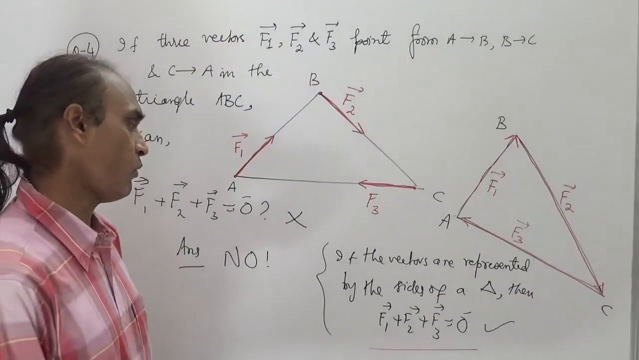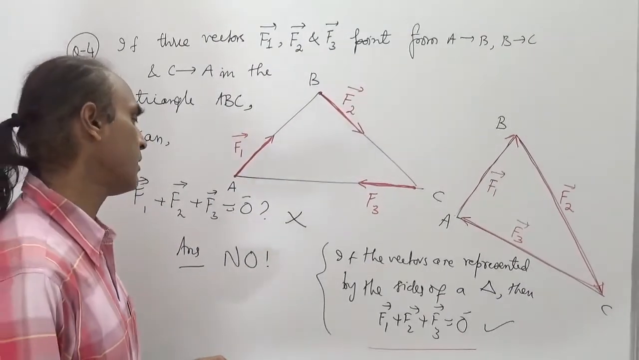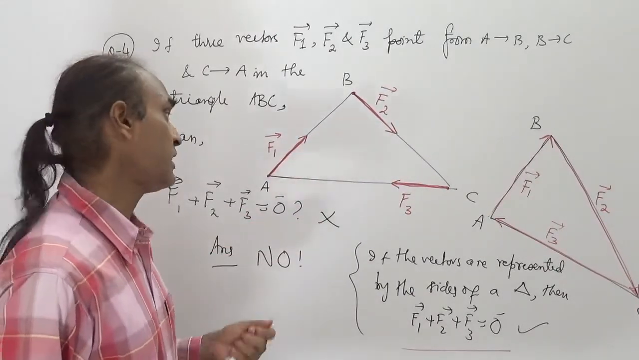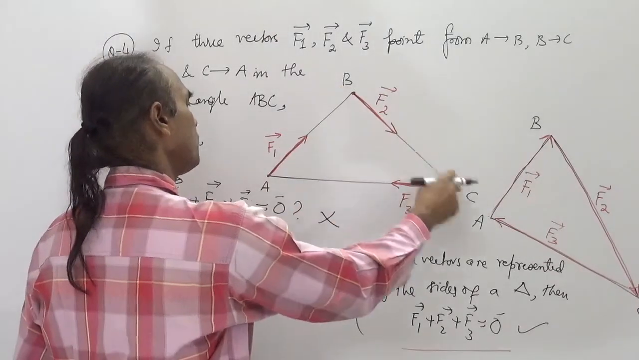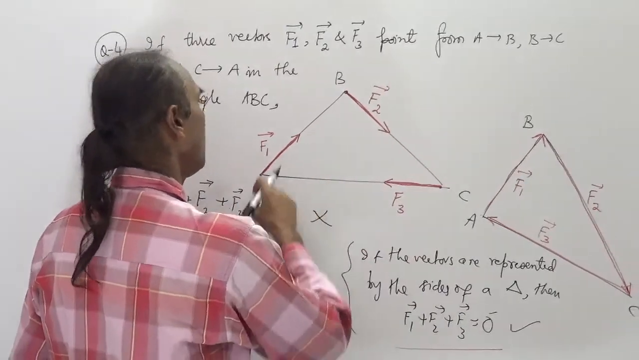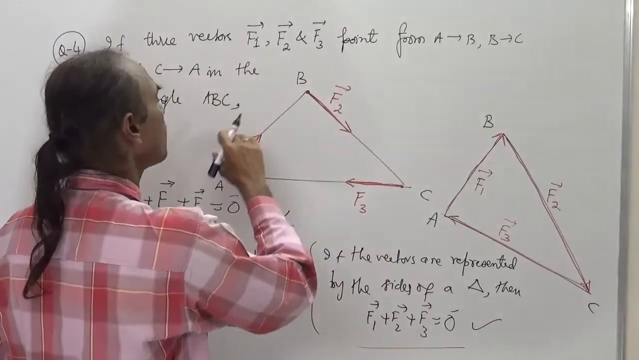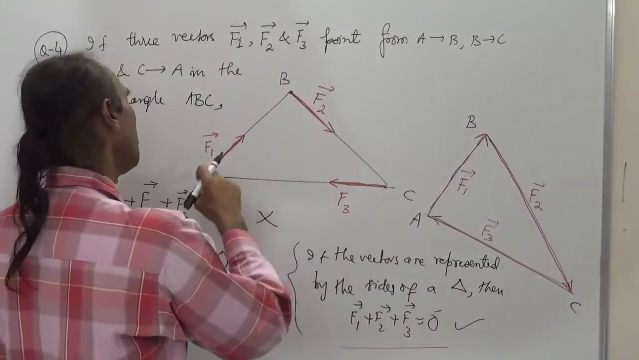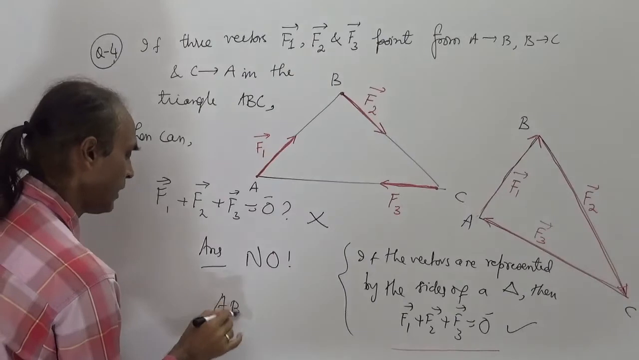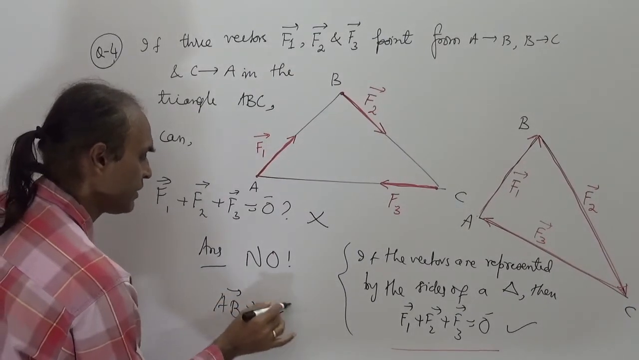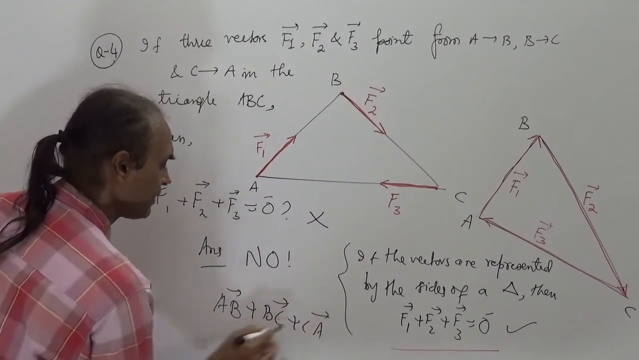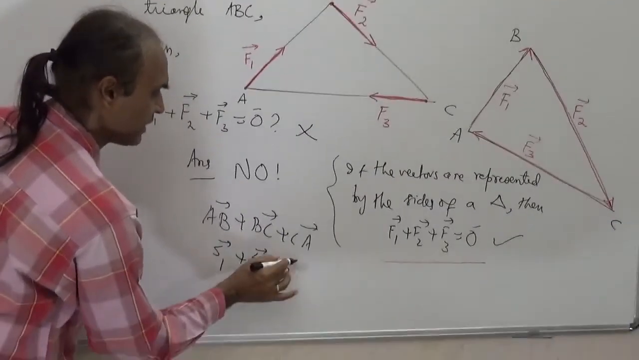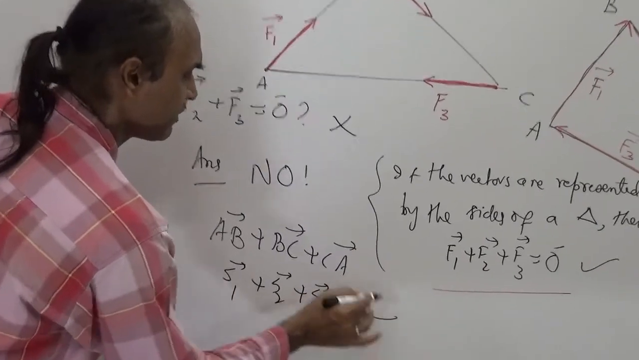It may be force, it may be velocity, it may be displacement, but the displacement case will be different. When you say displacement, then A to B, B to C, C to A. If you take a specific example of the vector as displacement instead of force, then you can write AB plus BC plus CA, because these are displacements. S1 plus S2 plus S3 is equal to 0. It's correct. Always this is 0.